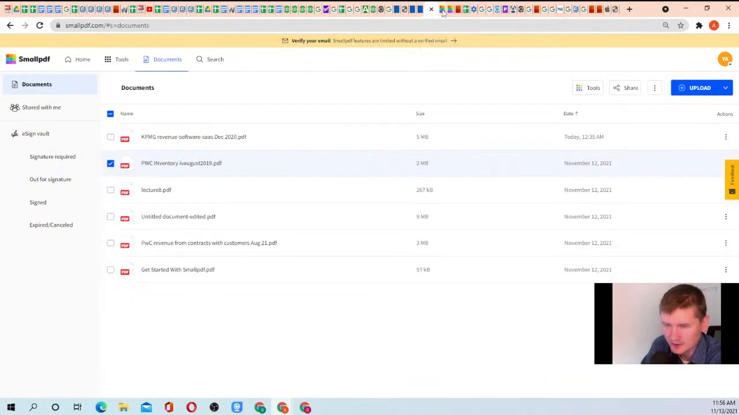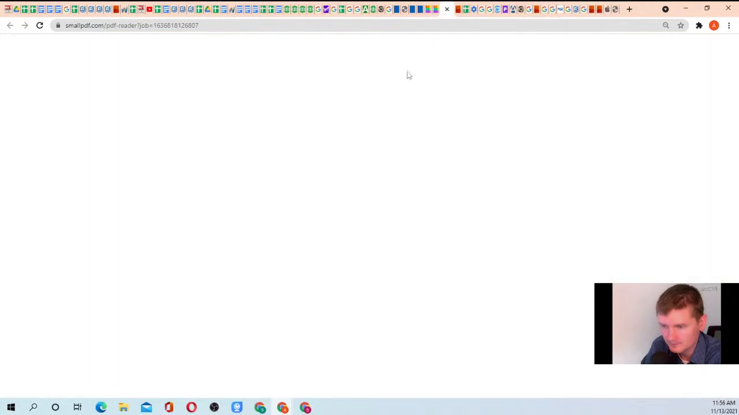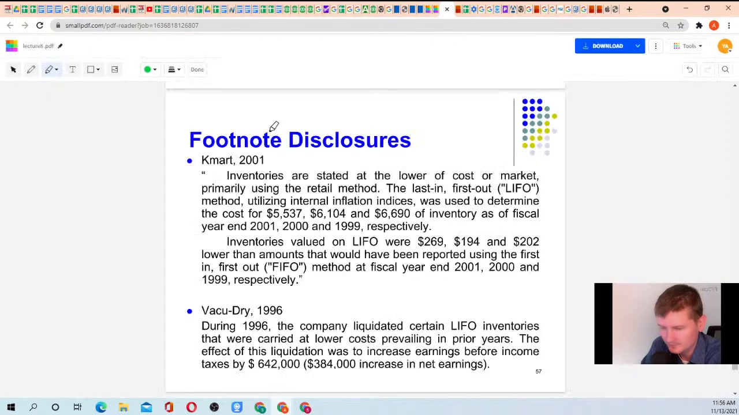So let's take a look here. Kmart. It probably still exists, I'm not sure. Or Kohl's. Probably Kmart went bankrupt. Last in, first out method, utilizing internal inflation indices. Inventories valued on LIFO were lower than amounts that would have been reported under the FIFO method.